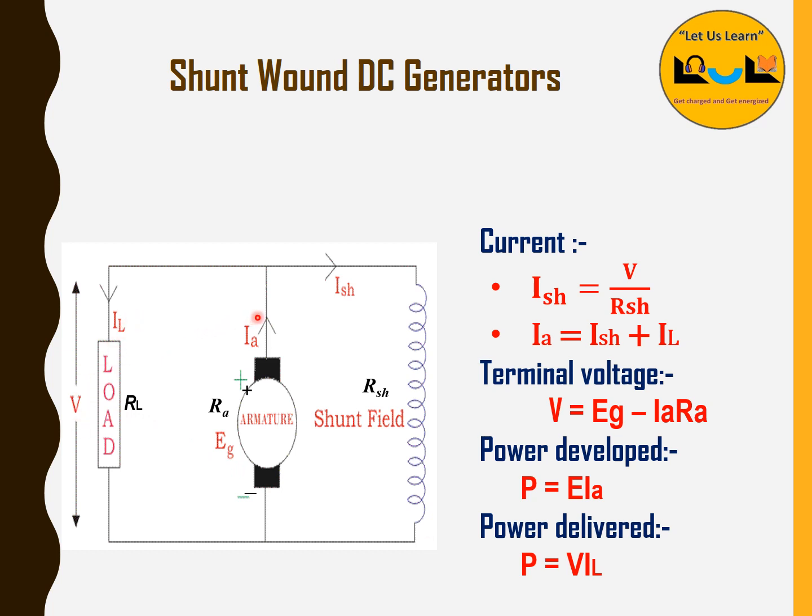Next we are going to discuss the compound generator. Compound generator is a combination of series wound and shunt wound. Further it is classified as short shunt and long shunt. Now we are going to discuss the short shunt DC generator.